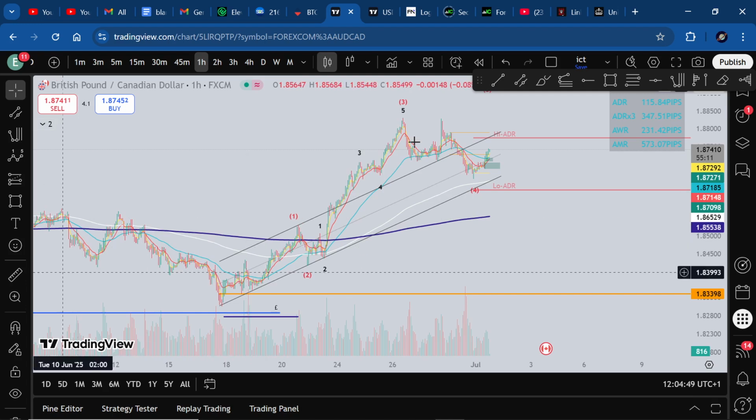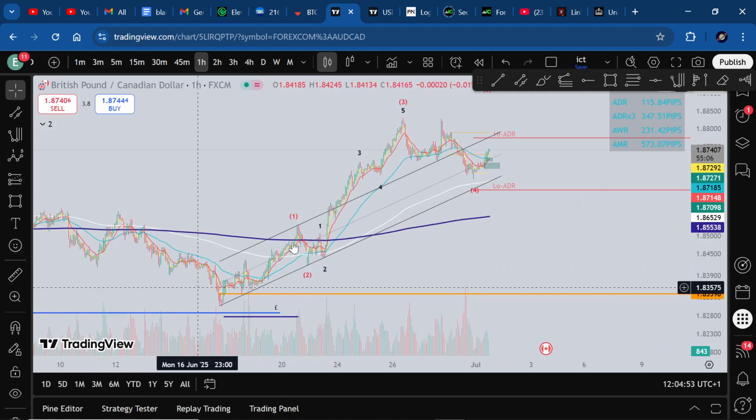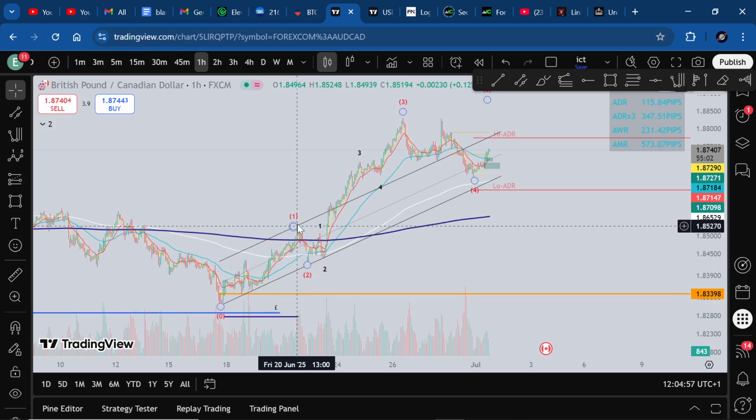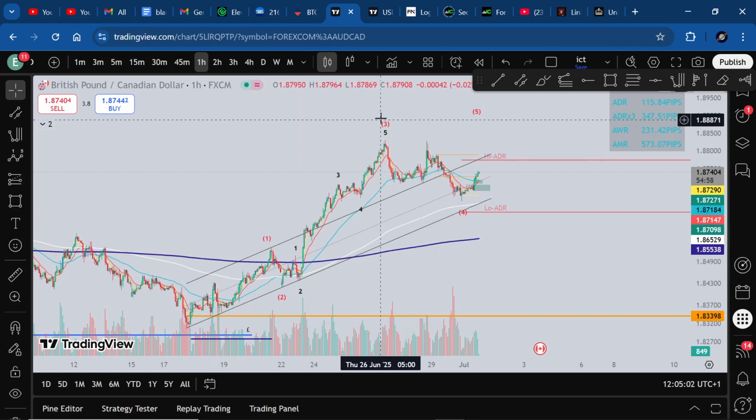the channel, the price respects the channel beautifully. This would be my 1, this would be my 2. So I've got the channel from the beginning of 1 over here to the end of 2 to the ending of 1. That gives us this channel. So we had the 1, we had the 2, we have 3. You can count the 1, 2, 3, 4, 5, and 3.